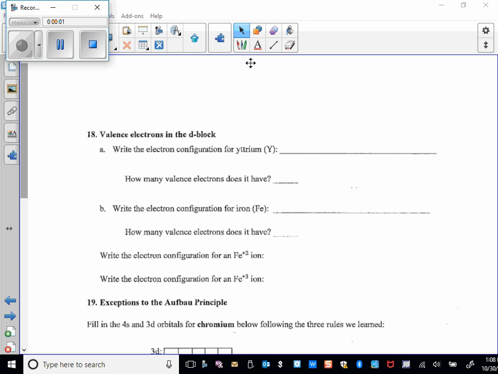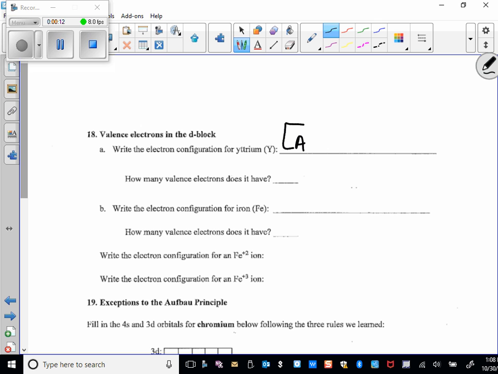What is the electron configuration for yttrium? If I were to write the noble gas configuration, it would be argon, krypton. No, wouldn't it be radon? Yttrium is atomic number 39. You know, 4d1. Are you with me?